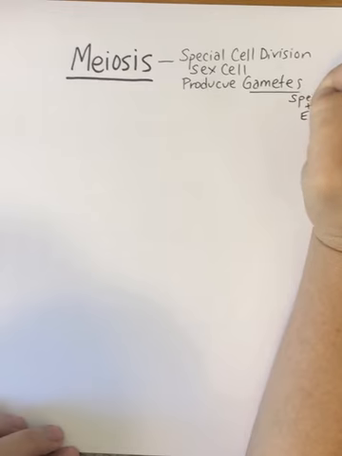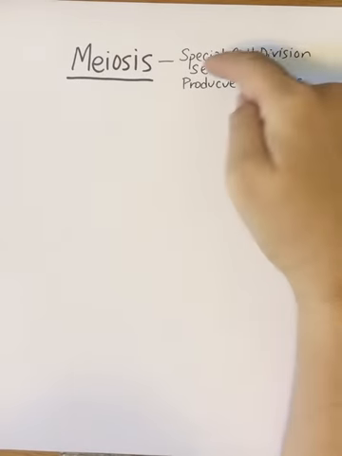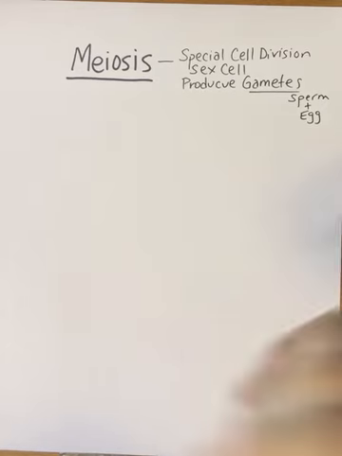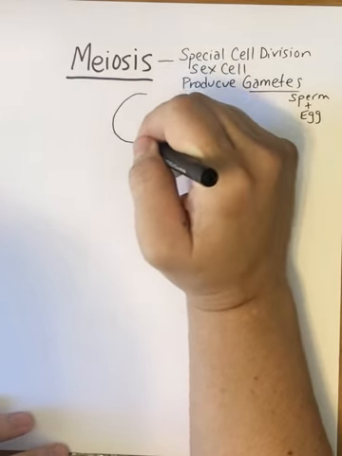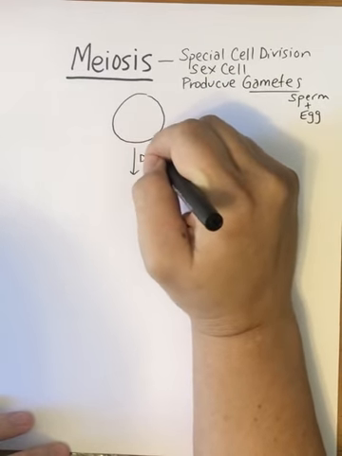Now, since we are diploid, we have two sets, we cannot give two sets of chromosomes to our baby. So we have to undergo basically this special cell division to produce sex cells, to produce gametes, sperm and egg, which have half the number of chromosomes. So you do have to start with the parent cell. It's going to have to undergo the same DNA replication. So this is going to represent DNA replication.